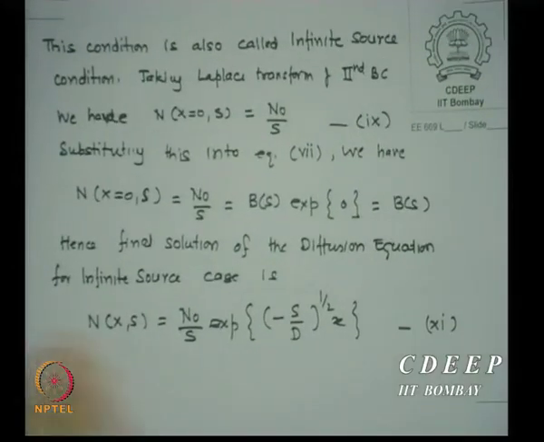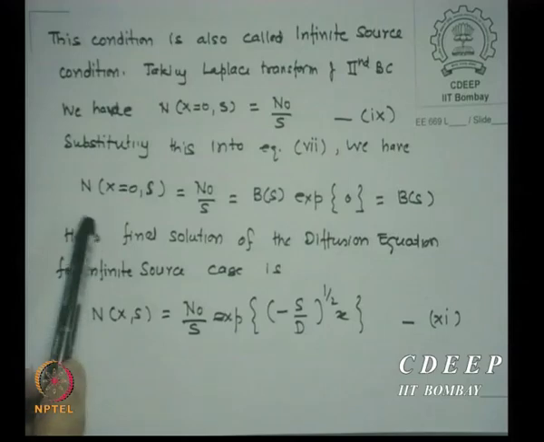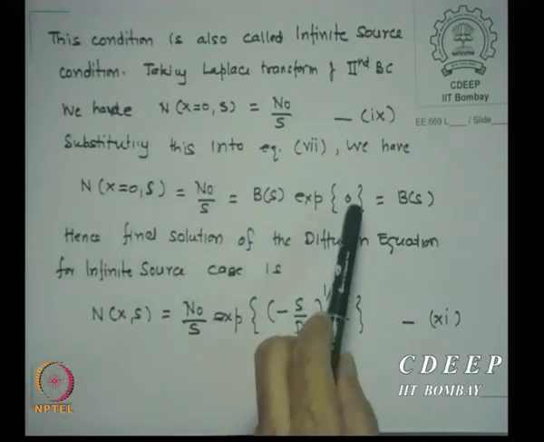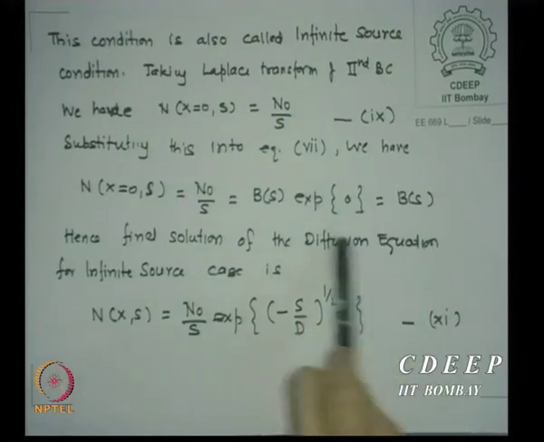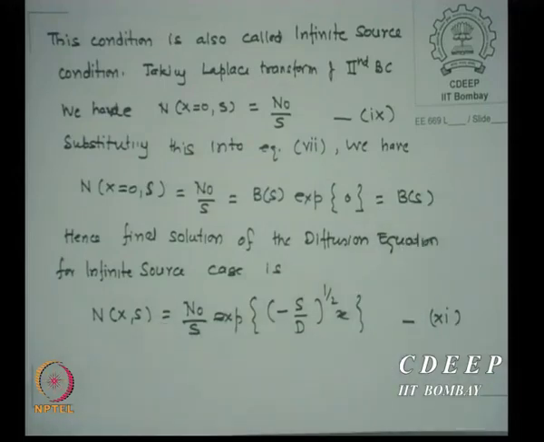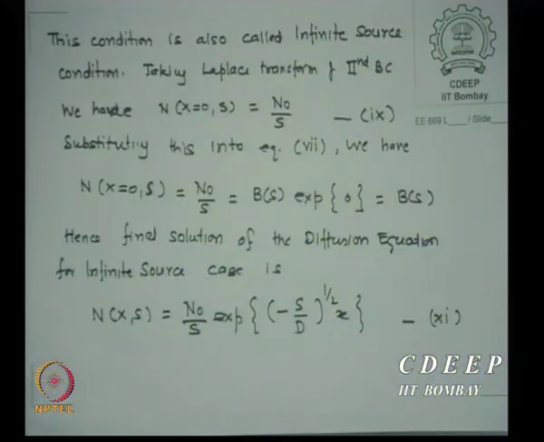This boundary condition is also called the infinite source condition or constant source condition. We have a constant source. So taking the Laplace transform of the first boundary condition, we write N(x=0,s) is N0 by s equal to B(s) exponential 0, since x is equal to 0. So we get B(s) is equal to N0 by s. This is just substitution of x equal to 0 in the equation.